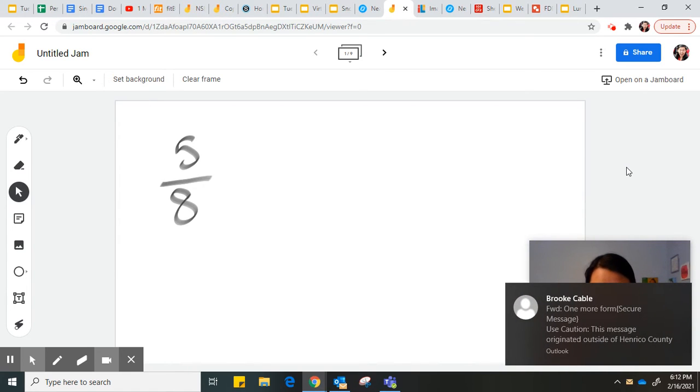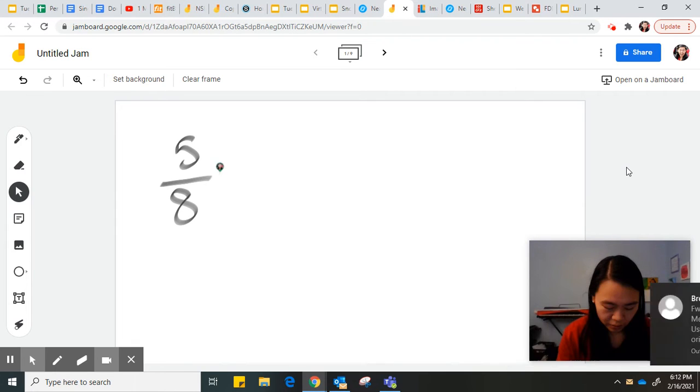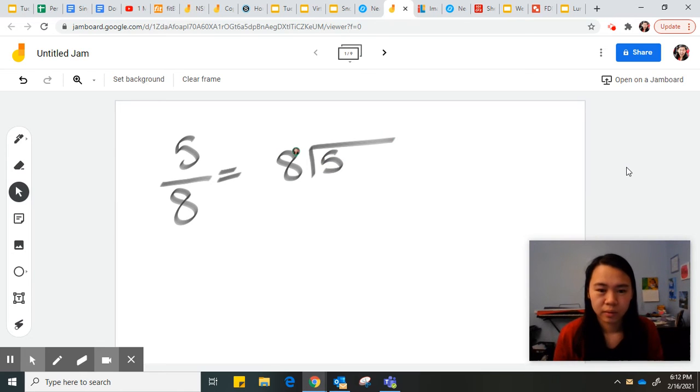First, we need to set up this problem. Okay, so 5/8 is the same thing as 5 divided by 8. Our 5 is going to be pushed onto the inside. Okay? All right, I'm going to use a different color here. Go ahead and put your decimal right there.